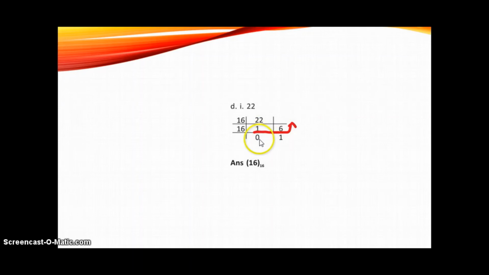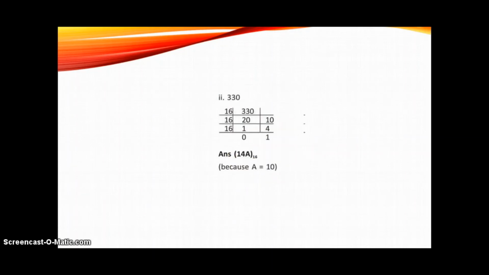And if you want to make the quotient 0, you can write 16 0 0 and you will write the remainder here as 1, and then you will write 16 with the base 16. Now the next one is 330.